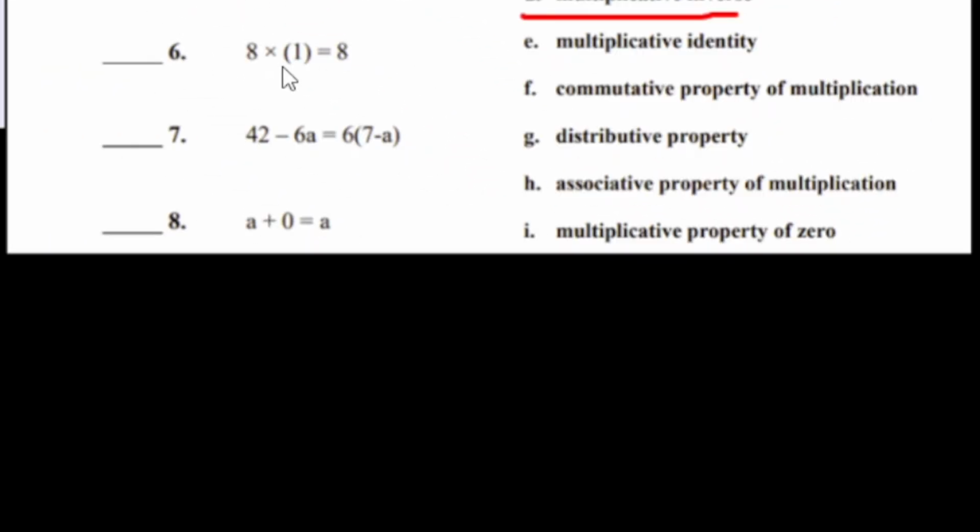Number 6, we have 8 times 1 equals 8. Again, we can see that this is a multiplication. So this is a multiplicative identity property. So this is E.